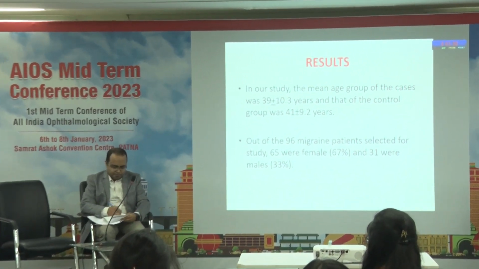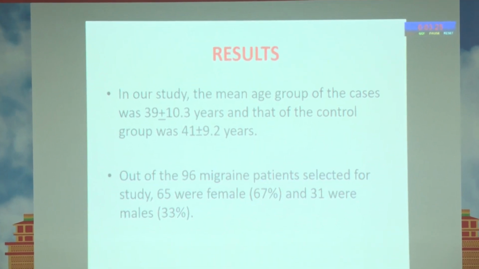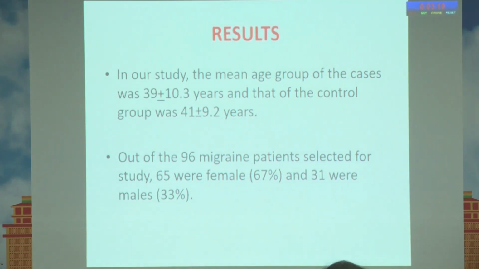Results. In our study, the mean age of the cases was 39 years plus minus 10.3 standard deviation, and that of the control group was 41 years plus minus 9.2 standard deviation. Out of the 96 migraine patients selected for study, 65 were female and 31 were males.